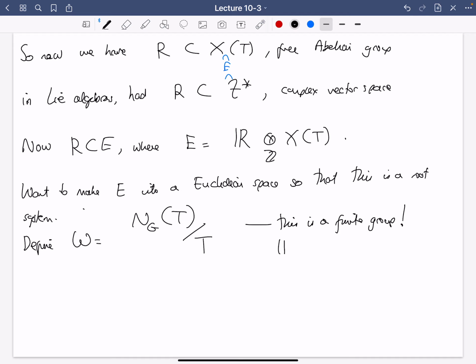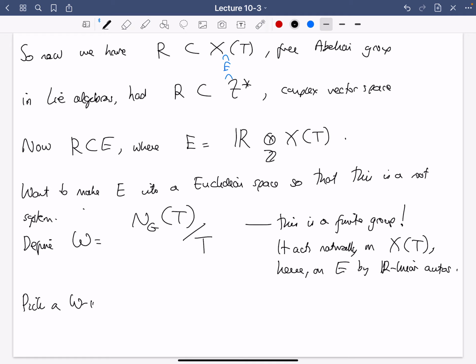Of course, it acts naturally on T by automorphisms, and so it acts naturally on the character group X of T, hence on this Euclidean space by R-linear maps. Okay, so then you just pick a W-invariant inner product on E. So you do that. This is a finite group, so this is easy. You pick any inner product on the finite dimensional vector space E, and then you just symmetrize over W to get a W-invariant inner product.